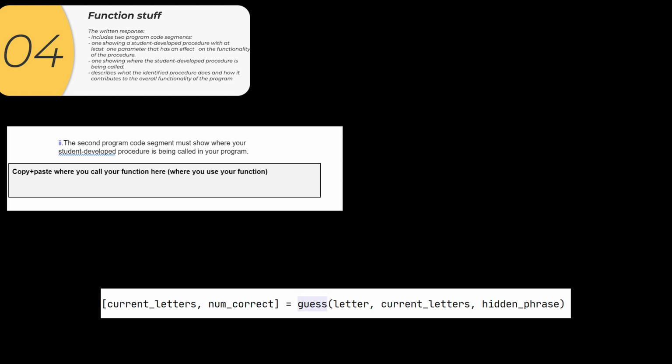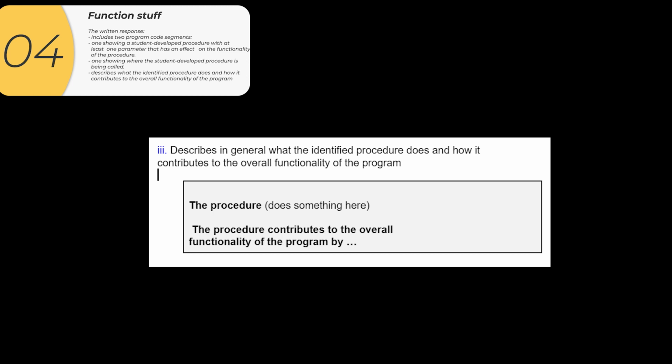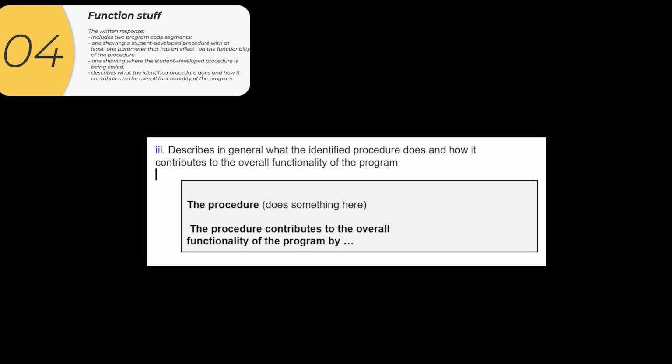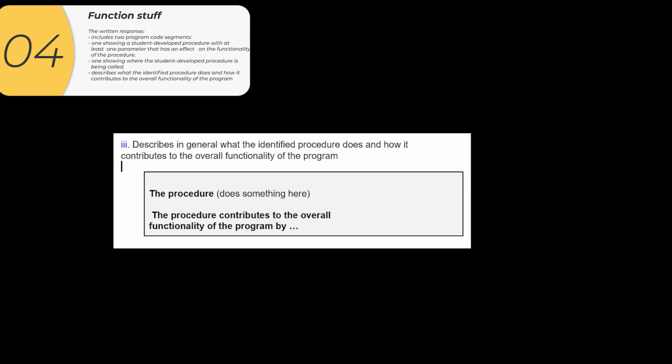For 3b, you want to copy and paste where you called your function, or in other words, where you used your function. And I've given an example answer for the program that I wrote. For 3C3, you're going to write what your program does and how it fits in with the rest of the program. In other words, why do you need the function and what are you using it for? So for this one, you can just follow the formula. The procedure does blank. The procedure contributes to the overall functionality of the program by blank. And again, in Python, when the AP board says procedure, they mean function.